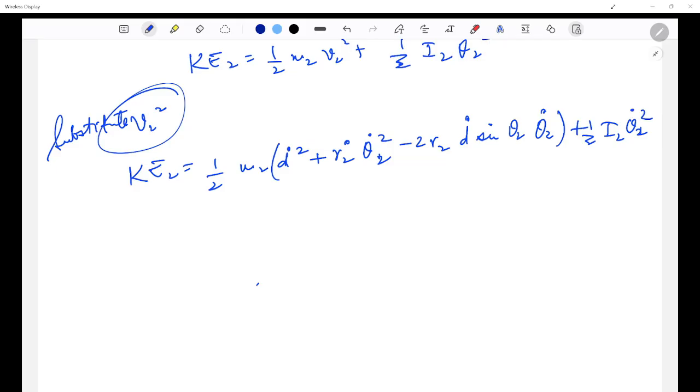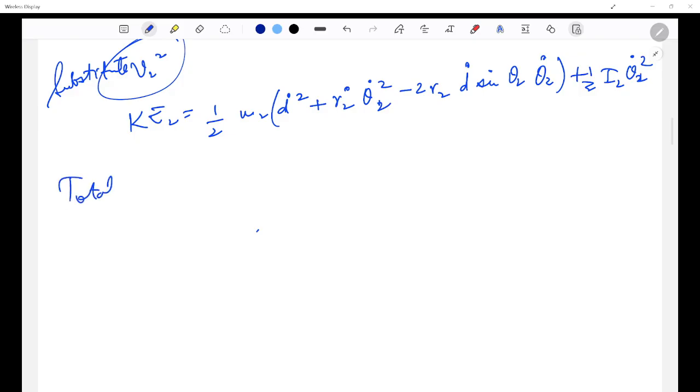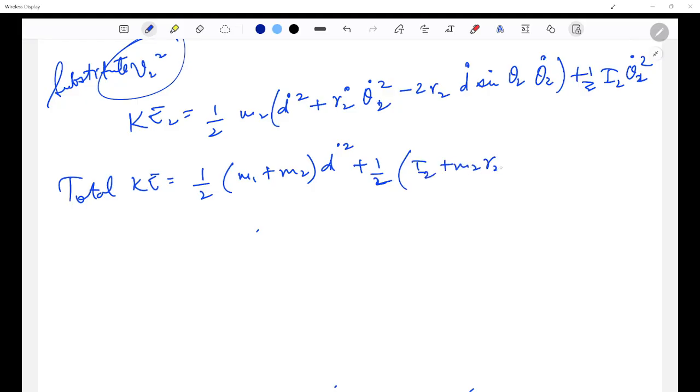So your total kinetic energy would be the summation of both of them, which would be half into (m1 plus m2) into d dot square plus half into (I2 plus m2 r2 square) into theta 2 dot square minus m2 r2 sine theta 2 d dot theta 2 dot. Alright.